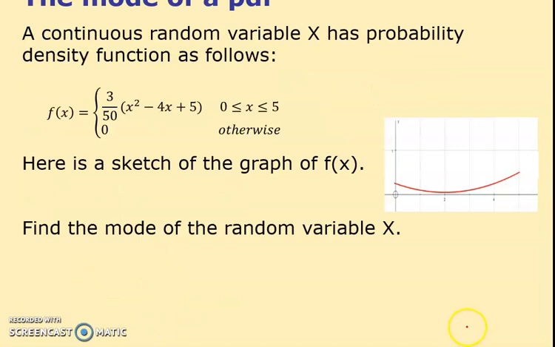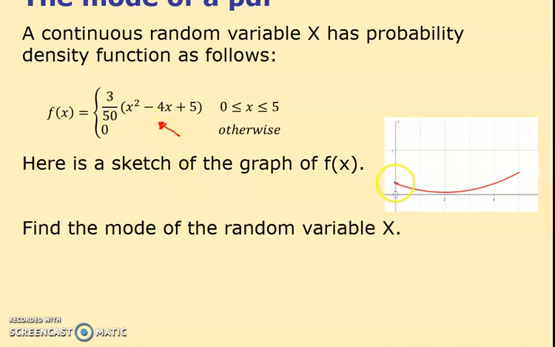So, let's do this next question, the mode of a PDF. Now, we've not mentioned the mode before. You can actually do this just from the sketch, and it'd be quite hard to do it any other way, really, without doing lots of different sums. The continuous random variable X has probability density function this, and you can see all it is a posh quadratic.